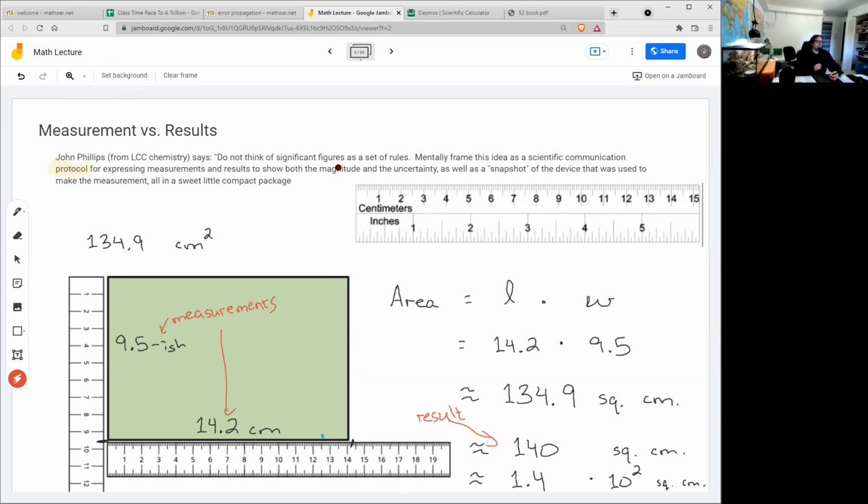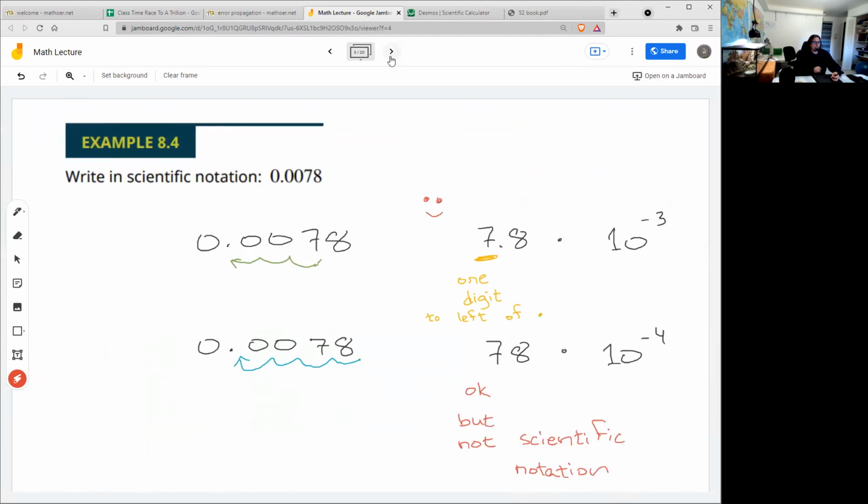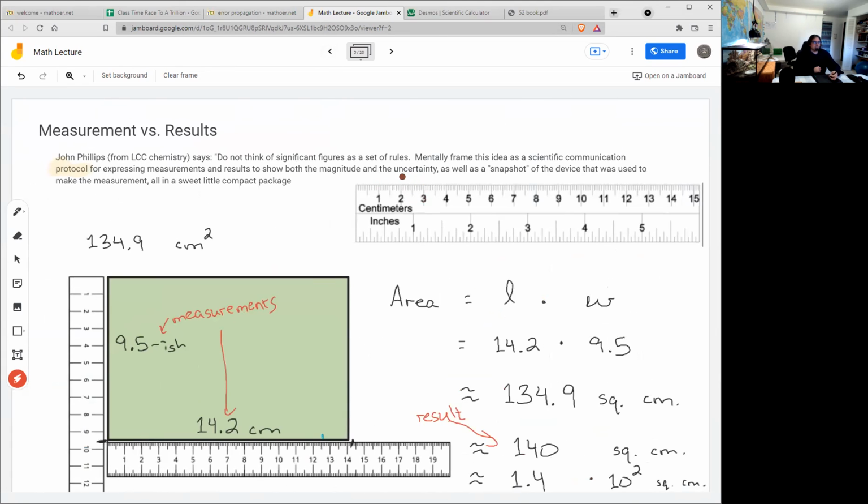Okay, let's go back over this thing again. So we've agreed on what to do. We're showing the magnitude, how big something is. And we're showing the uncertainty, how many digits come after the decimal point. And that's why we have that rule that we only get one digit to the left of the decimal point, because all the others are showing us uncertainty. How carefully did we measure? And we get like a snapshot of what device we measured with. All three of those things are in this number. So that's why the science community likes this.